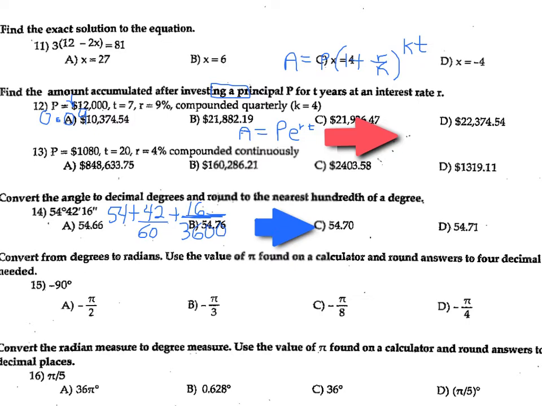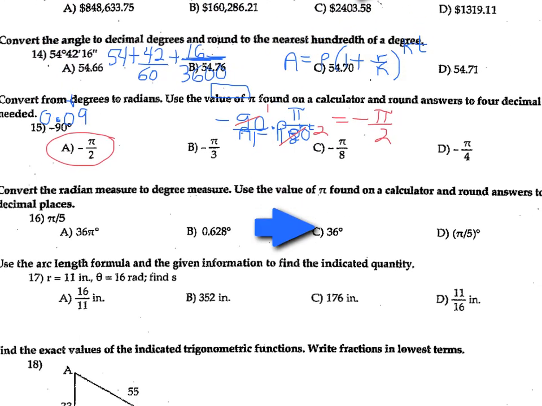And then number 15, convert negative 90 degrees to radians. How do you convert negative 90 degrees to radians? You multiply it. I always remember that if it's degrees, degrees has to be in the bottom. So 180 goes in the bottom, and you have the pi on top. And then after that, you just reduce it. 90 by 90 is 1, 180 by 90 is 2. Therefore, that is negative pi over 2, which is A.